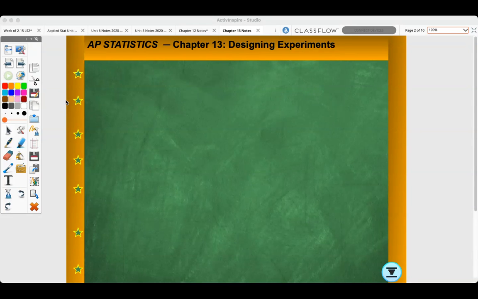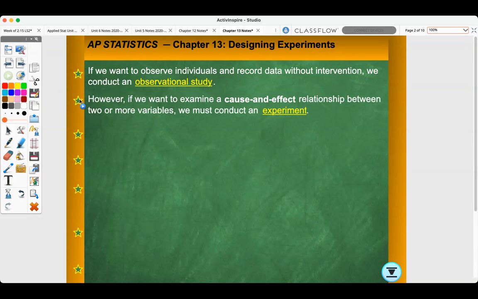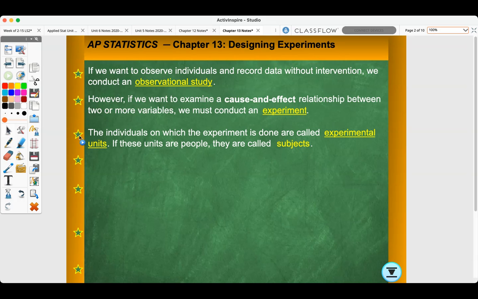Today we're discussing Chapter 13, Design and Experiments. If we want to observe individuals and record data without intervention, we conduct an observational study. However, if we want to examine a cause and effect relationship between two or more variables, we must conduct an experiment. The individuals on which the experiment is done are called experimental units.